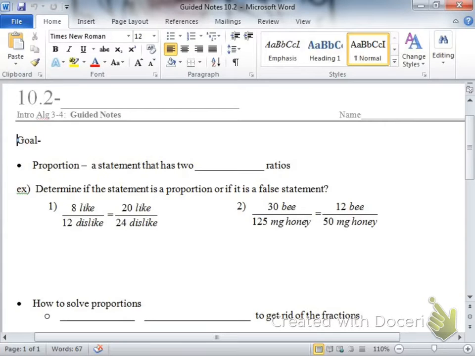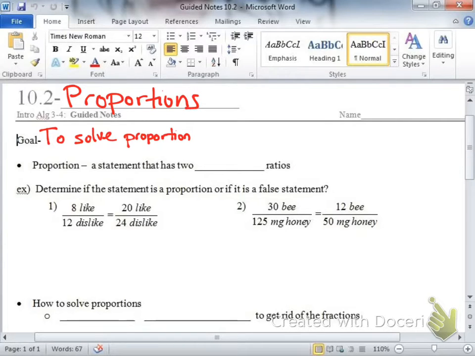Alright, so today we are looking at section 10.2. You should have the notes that look exactly like my notes up on the board. We're going to fill them out together, and then you'll have the rest of the class to work on your homework. So this is all about proportions. And our goal today is to solve proportions by cross multiplying.